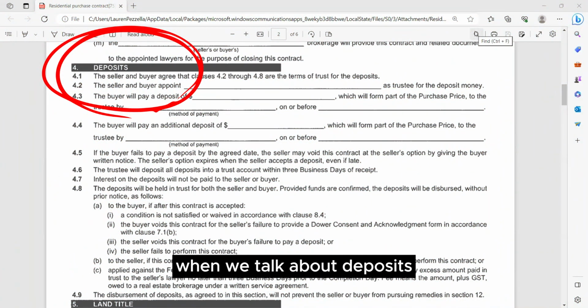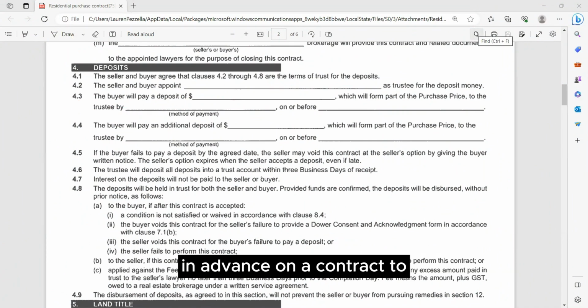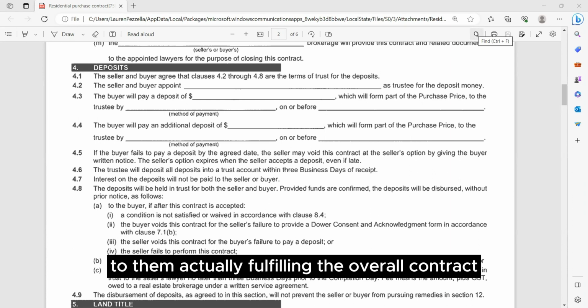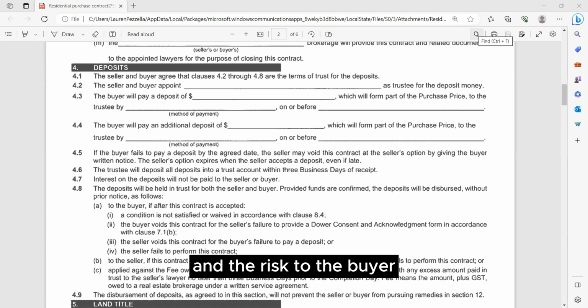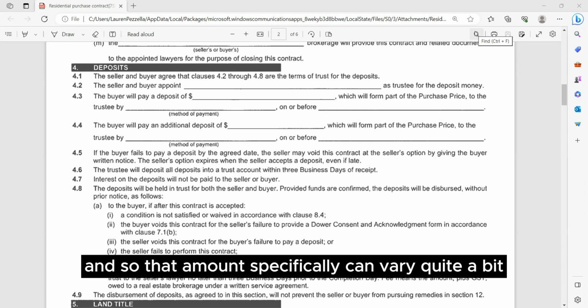So deposits. When we talk about deposits, deposits are the amount of money that you're placing in advance on a contract, which is going to be tied, from the buyer's perspective, to them actually fulfilling the overall contract. And the risk to the buyer, if they're not able to fulfill the contract, is that they can lose that deposit. And so that amount specifically can vary quite a bit.